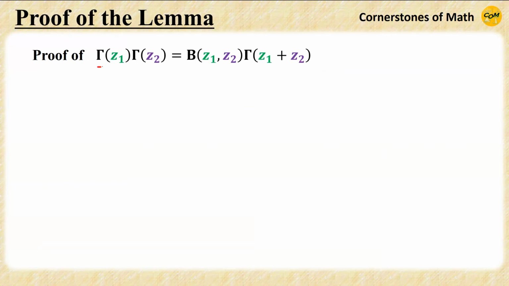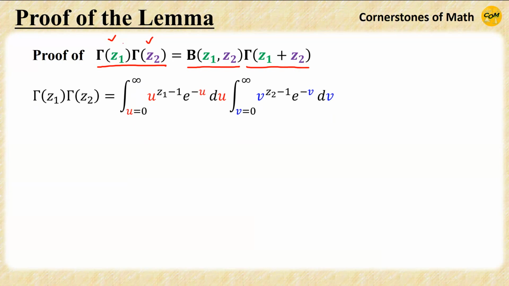I will start from gamma z1 times gamma z2 and show that it is equal to beta z1, z2 times gamma of z1 plus z2. So we have the product of two gamma functions, so let us express them using variables u and v for the integrals. The first gamma function containing z1 is expressed as the integral with respect to u, and the second gamma function containing z2 is expressed as the integral with respect to v.